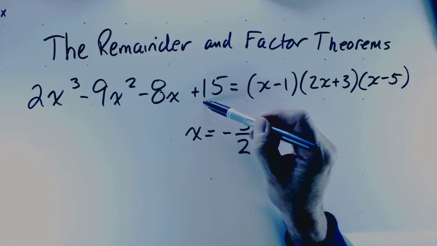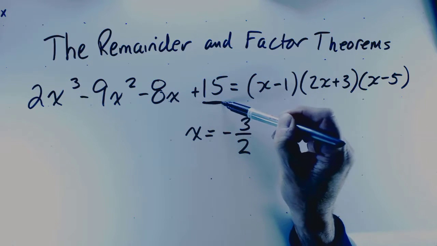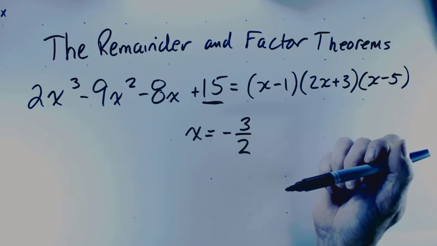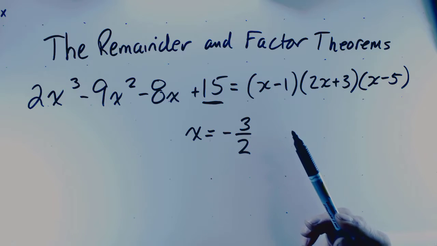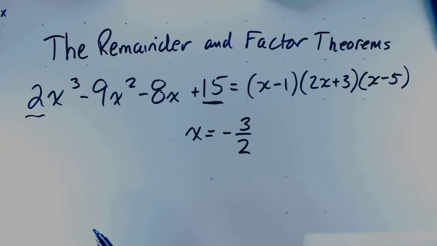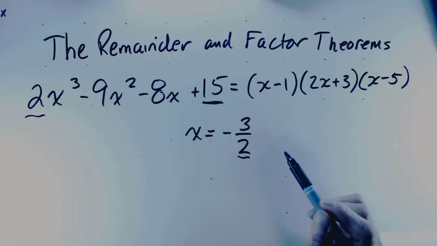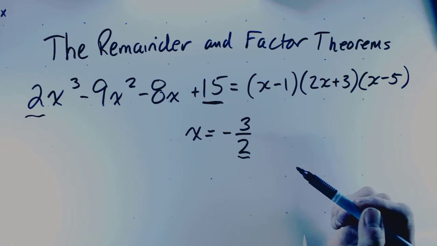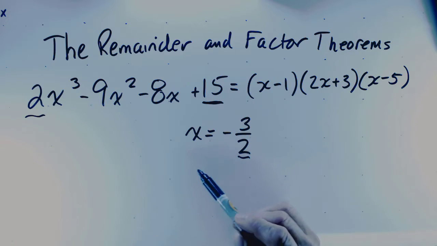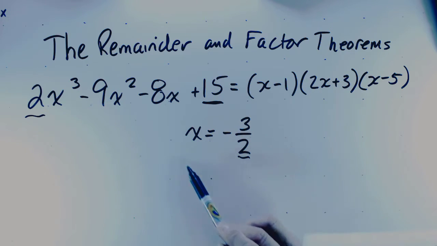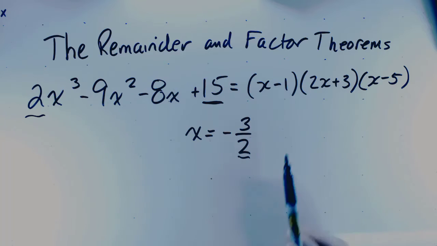But here's the rule. Factors of 15 would go on the top. So negative 1, negative 3, negative 5, negative 15. And factors of 2 would go on the bottom. And so negative 1, positive 1, negative 2, positive 2. And those are how you can try the possible factors when you have a slightly more complicated version here.